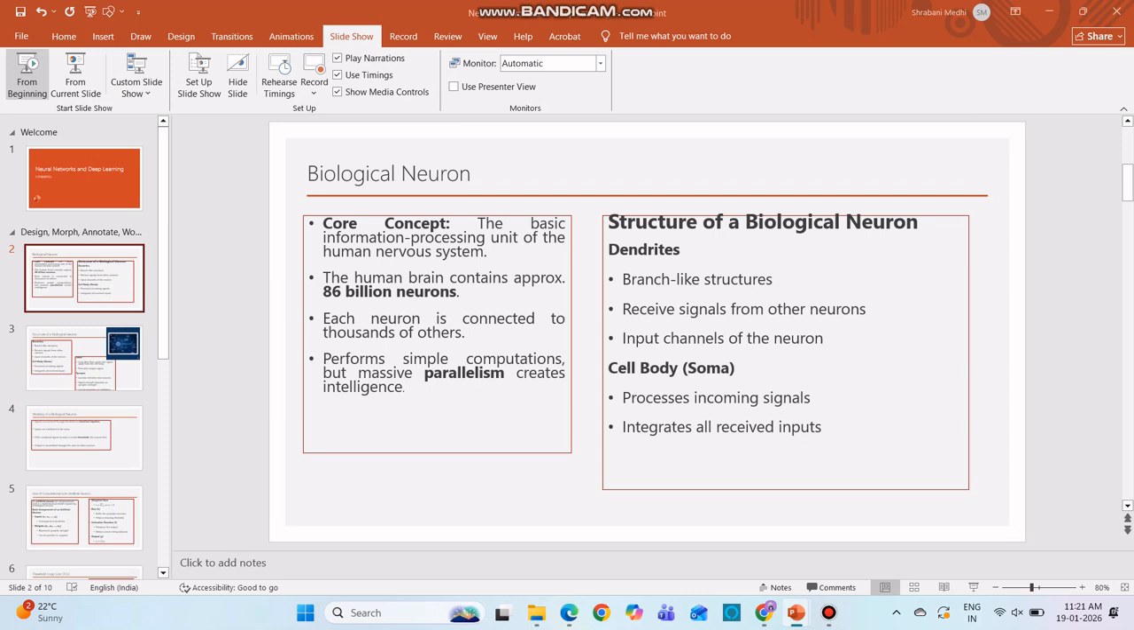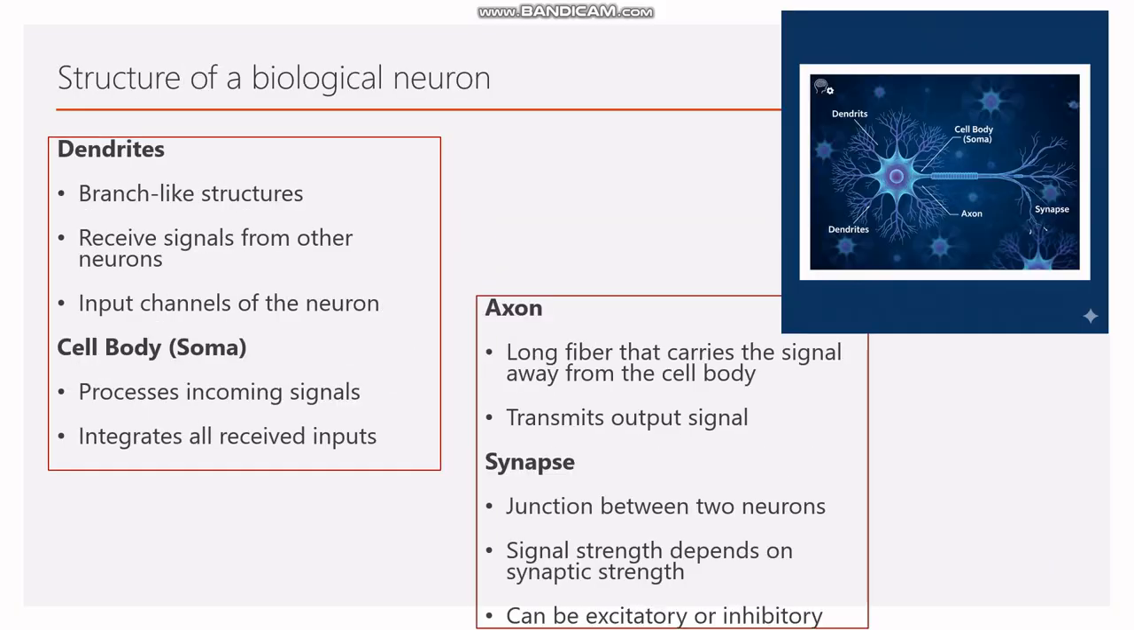If we see the structure of a biological neuron, this is the structure. Here we have the dendrites. What do dendrites do? Basically these are the inputs. They collect the information and pass it to the soma. What is the purpose of the soma? It integrates the various information collected from the dendrites, and it processes the incoming signals.